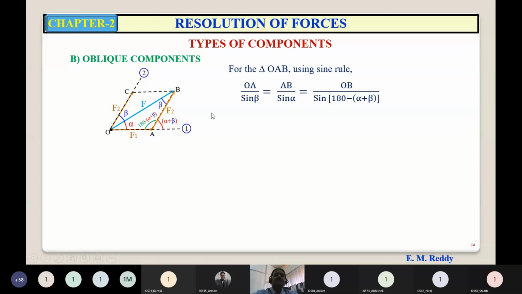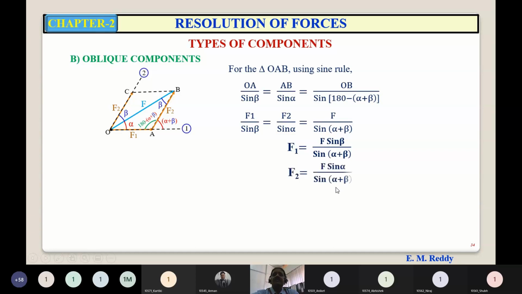So here OA is nothing but F1, AB is nothing but F2, and OB is F. And sine of 180 minus (alpha plus beta) can be written as sine (alpha plus beta). Sine (180 minus theta) is sine theta. So this expression gives you F1 is equal to F into sine beta upon sine (alpha plus beta), and F2 is equal to F sine alpha upon sine (alpha plus beta). So these two expressions are to be remembered for solving numerical examples.